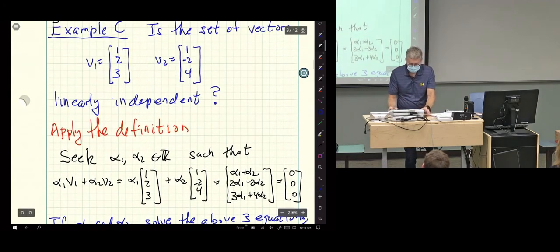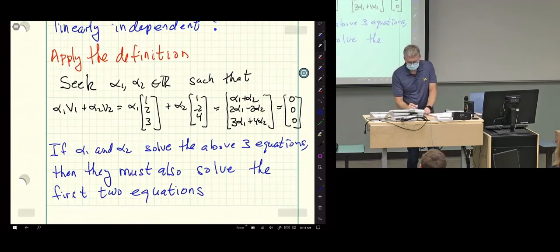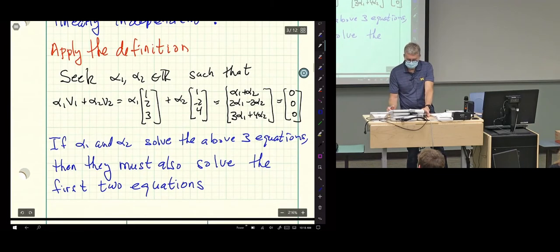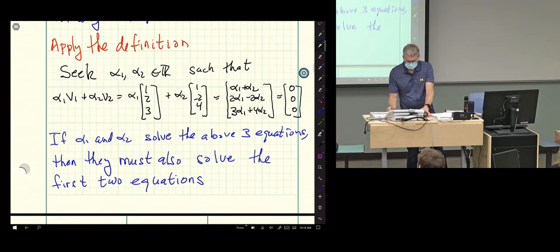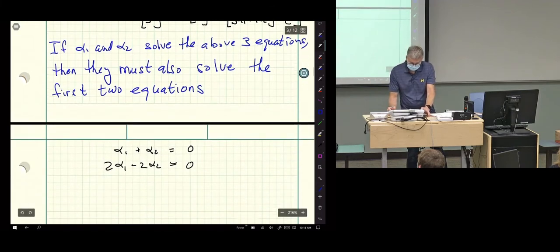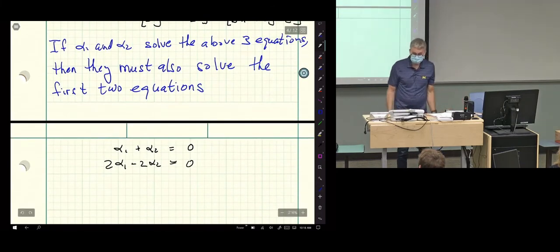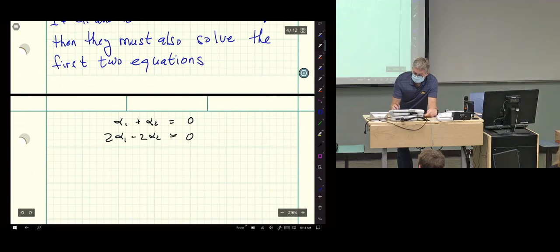We write down the definition of linear independence. We're checking to see if there's only the 0 solution or maybe there's some other hidden solution to those equations. That's exactly what they are. But if 3 equations are satisfied, then that means the first 2 are also satisfied. And this looks a little bit easier to tackle.